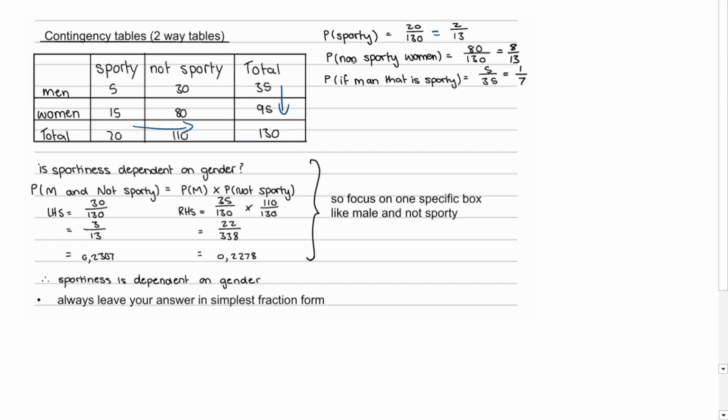What's the probability of a non-sporty woman being picked? So it's a specific place. It's a non-sporty woman. So there's 80 of them out of 130. So 8 out of 13.